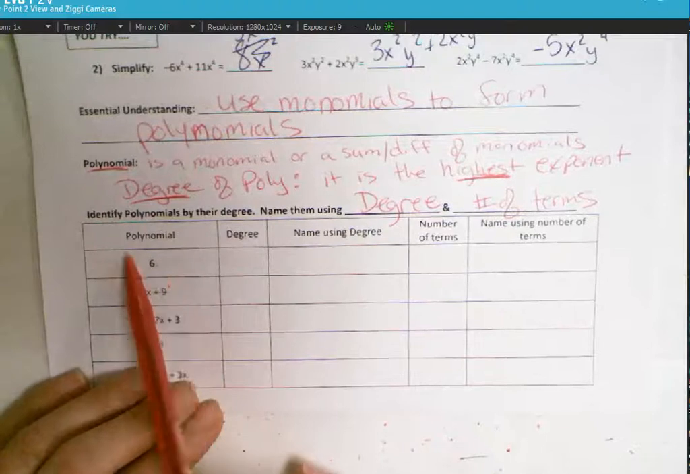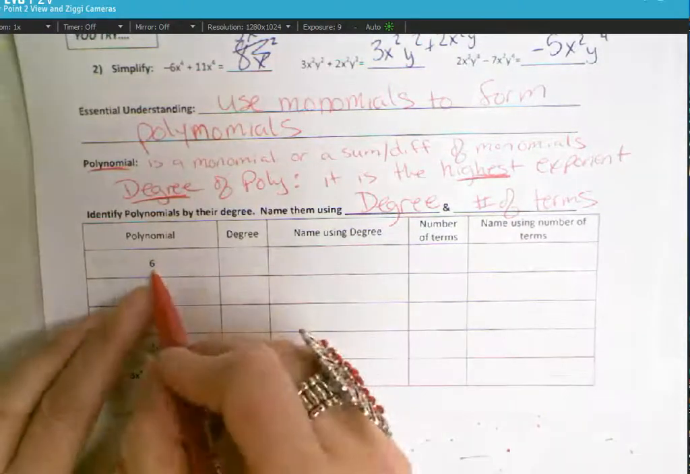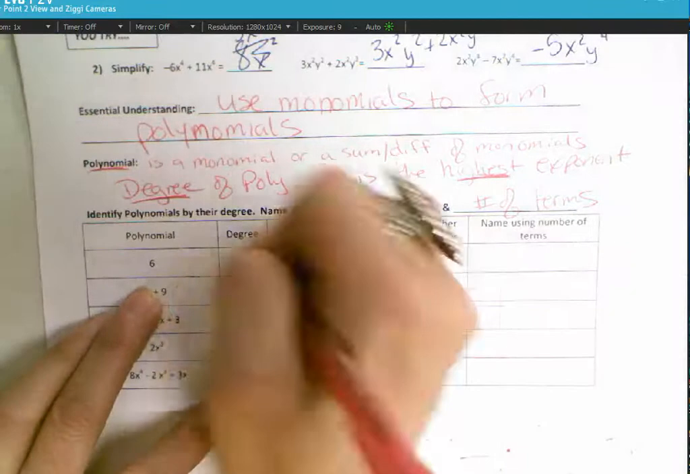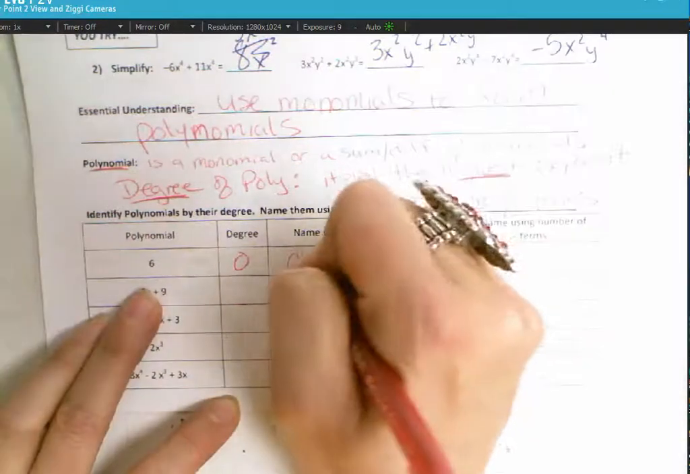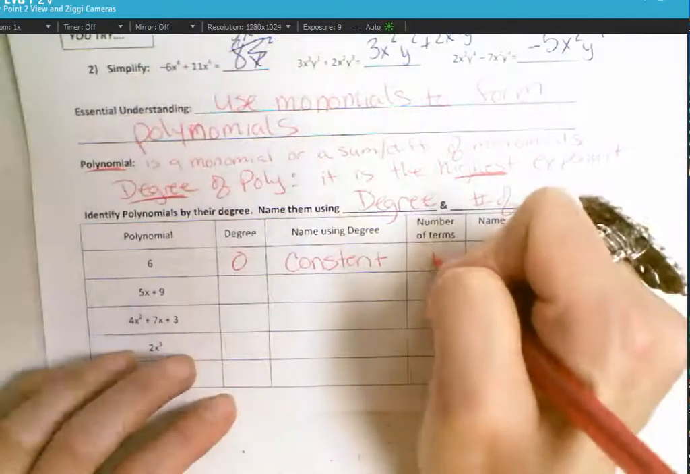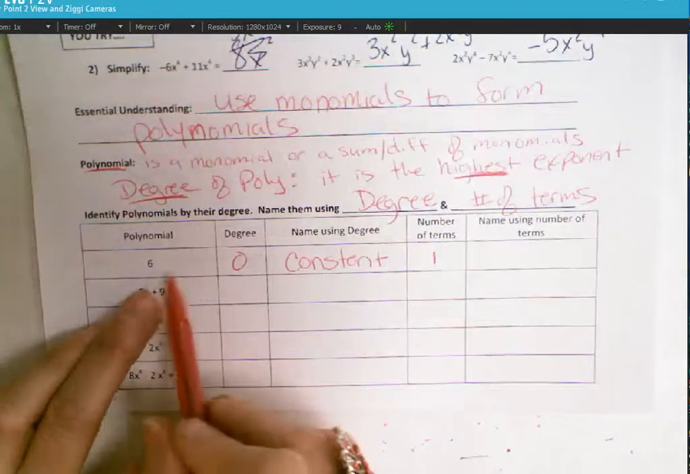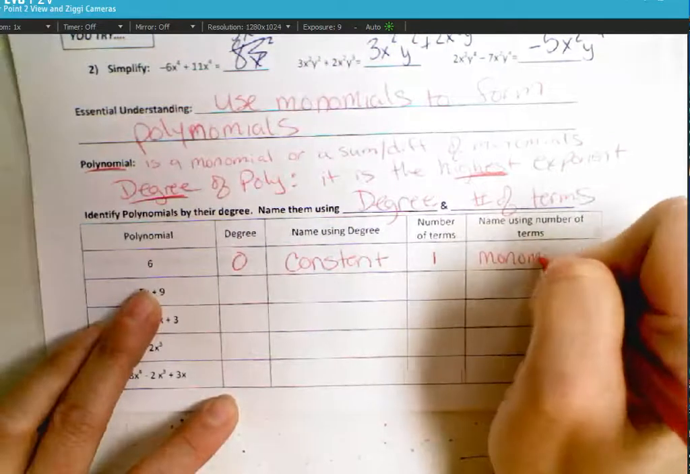So if we take a look at this polynomial, which we know is a monomial, it has a whole number, constant term, so its degree is 0. Its name is constant. The number of terms is 1, because there's nothing being added or subtracted to it, and it's called a monomial.